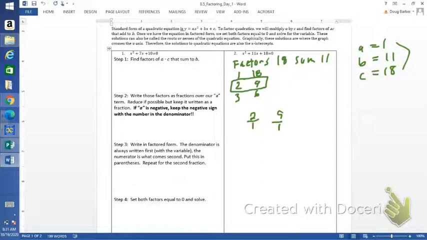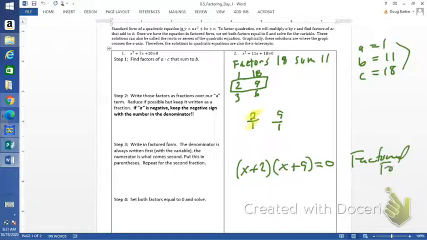Alright, and now in step 3, the denominator is always written first with the variable in the parentheses. So I have 1x, or x, plus 2. And then I have x plus 9 equals 0. So this is factored form right here. So if I was asked to factor, that's how you would write it.